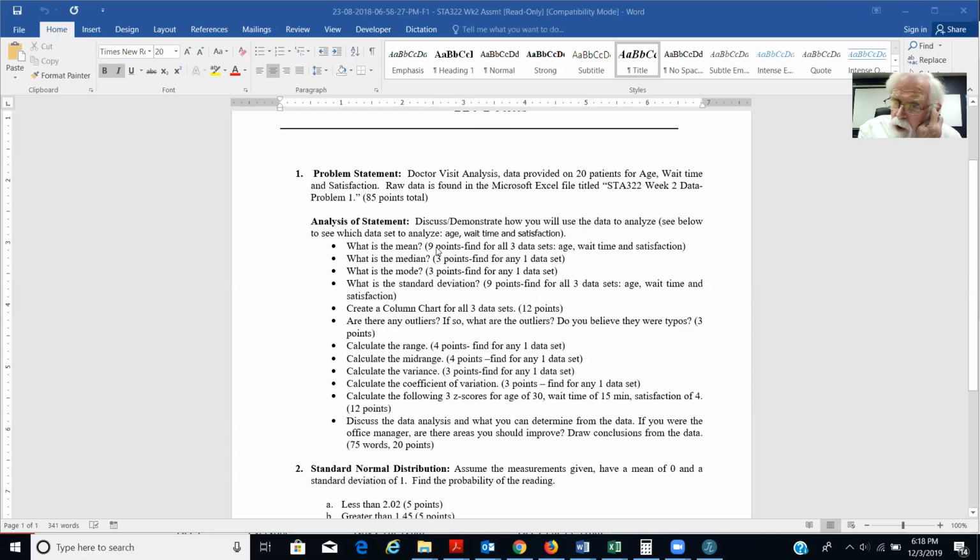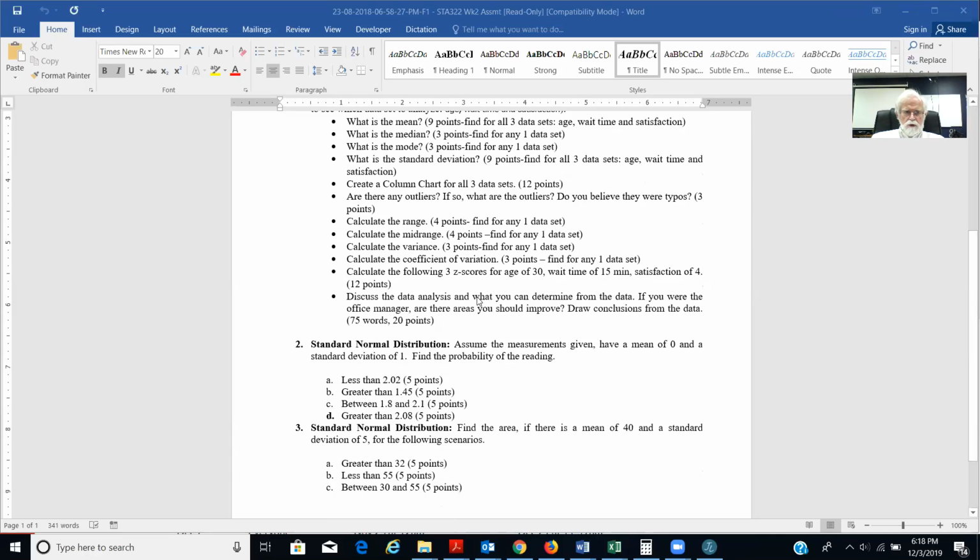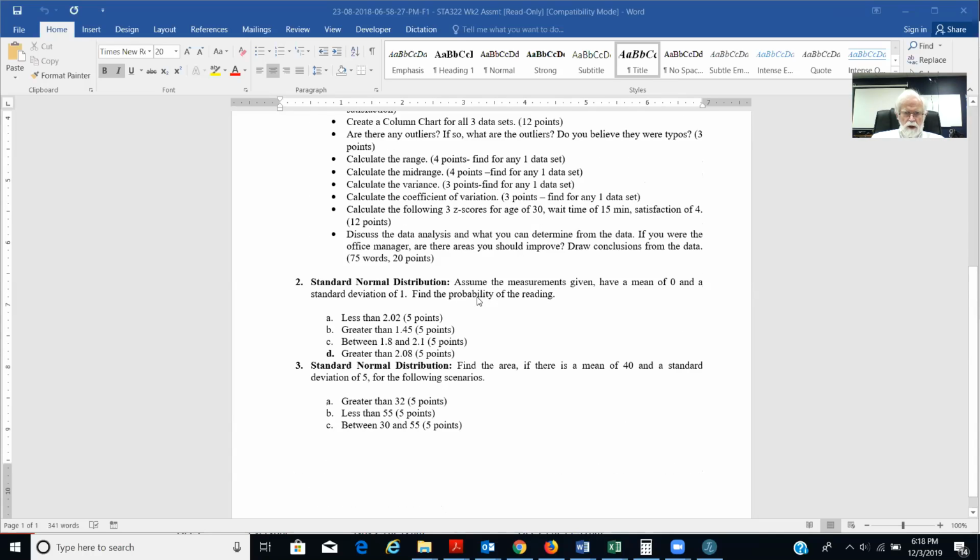What you have is you're going to look at some information out of the data that's on the spreadsheet. You're going to be doing some calculations, not for all the data sets necessarily, but you're going to be doing some for any one, and then for some of them you'll be doing for all three. Then you'll calculate standard normal distribution. You'll look at that.